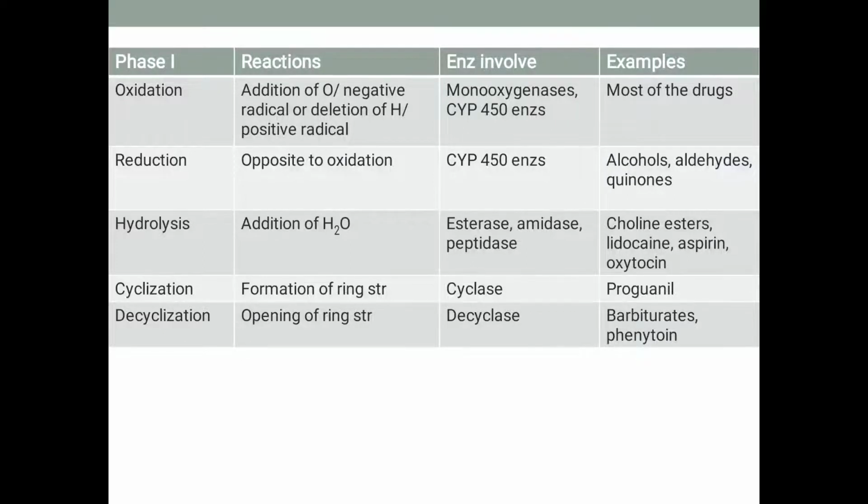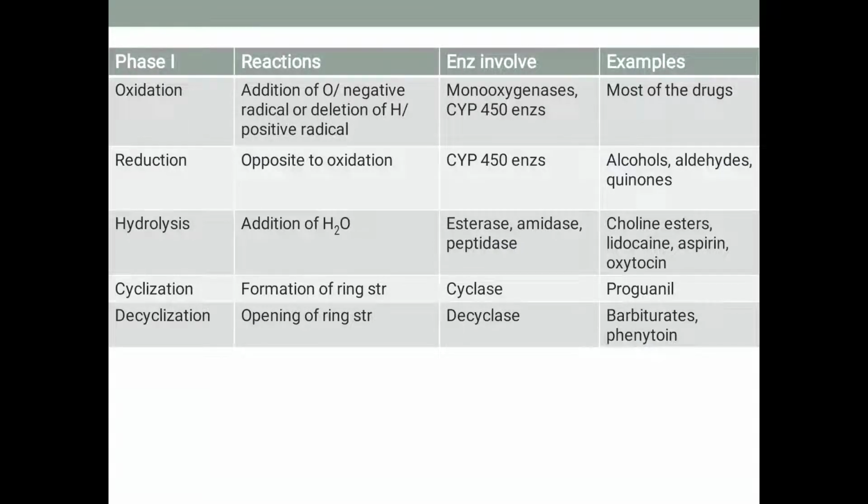Second reaction of phase 1 is reduction, the opposite of oxidation, meaning deletion of oxygen and addition of hydrogen. Enzymes involved in this process are cytochrome P450 enzymes, and examples are alcohol, aldehydes, and quinones. Third reaction of phase 1 is hydrolysis, in which addition of H2O occurs. Enzymes involved for this are esterase, amidase, and peptidase. Examples of this reaction are cholinesterase, lignocaine, aspirin, oxytocin. These drugs are metabolized by this reaction.